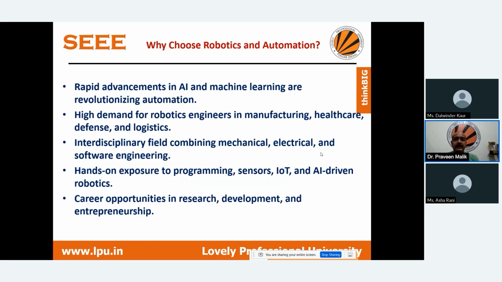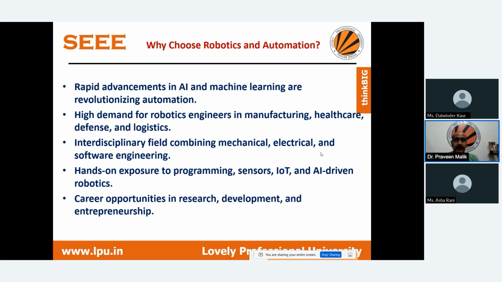It's a rapid advancement in machine learning and artificial intelligence. Nowadays, robots are not only mechanical or electronic parts, meaning they don't just have motors, sensors, actuators, or wiring. Nowadays they are based on AI and machine learning. It is an interdisciplinary field combining mechanical, electrical, software, AI, and ML.